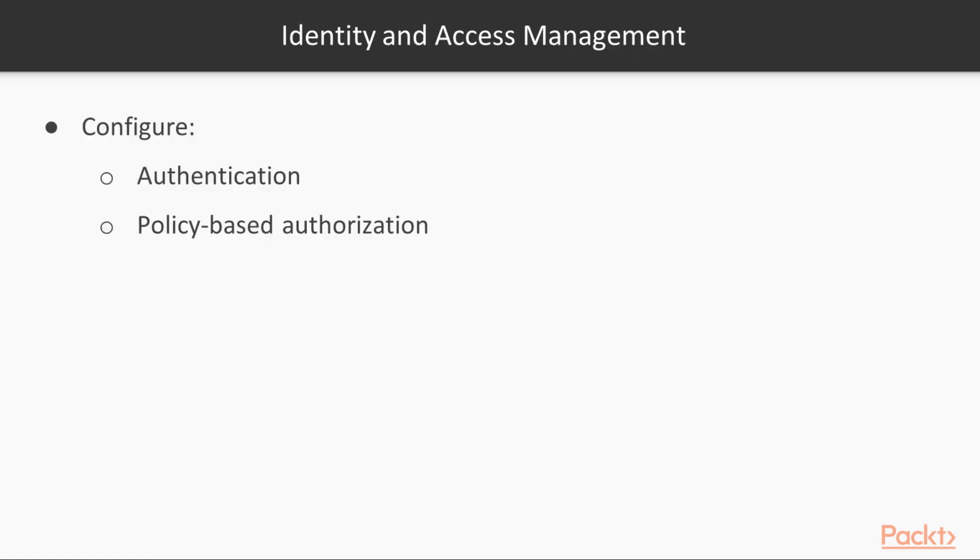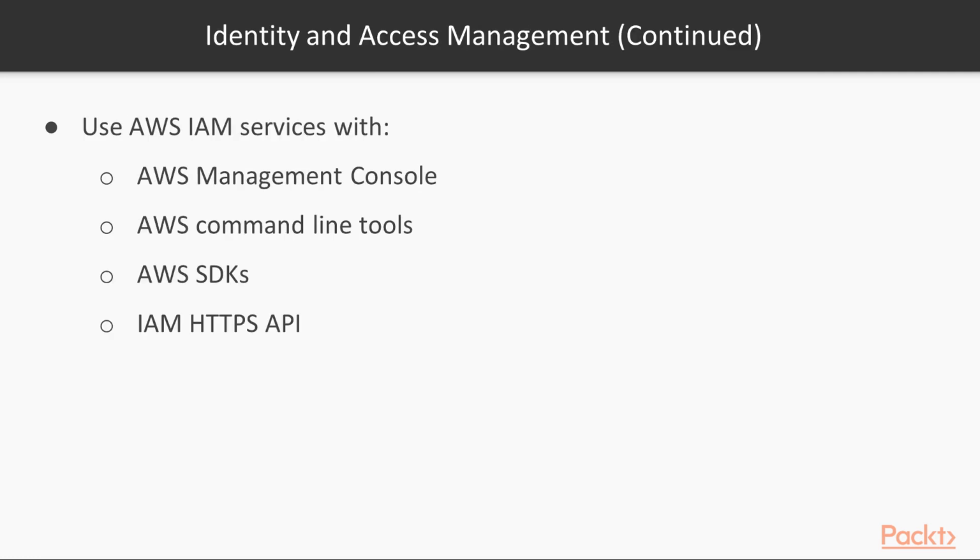Let's begin with identity and access management. It provides the facility to configure authentication and policy-based authorization. You can use AWS IAM services with the use of AWS Management Console, AWS Command Line Tools, AWS SDKs, and IAM HTTPS API.